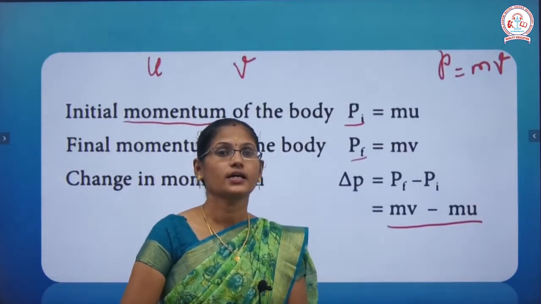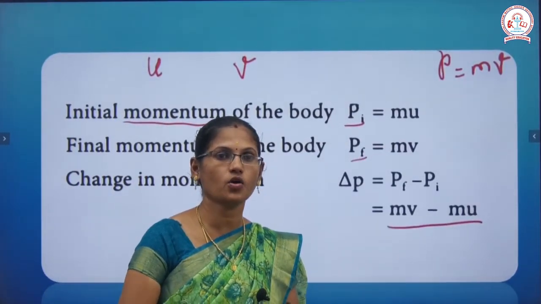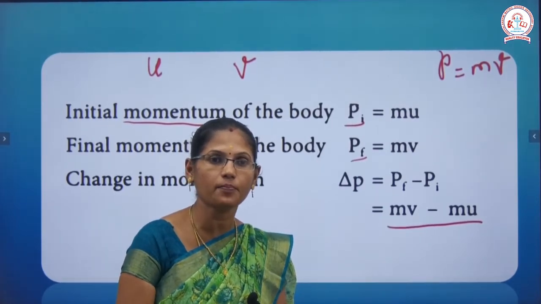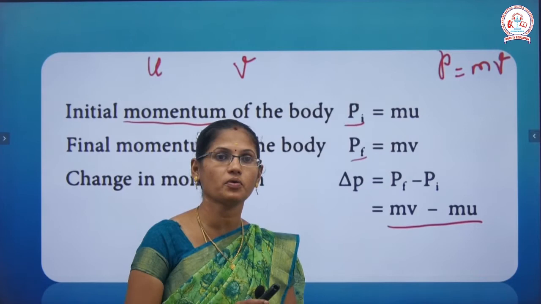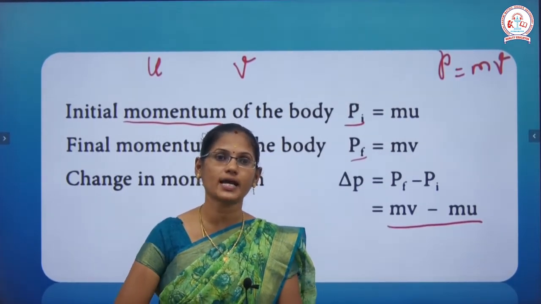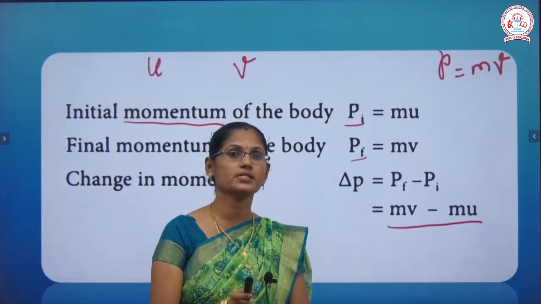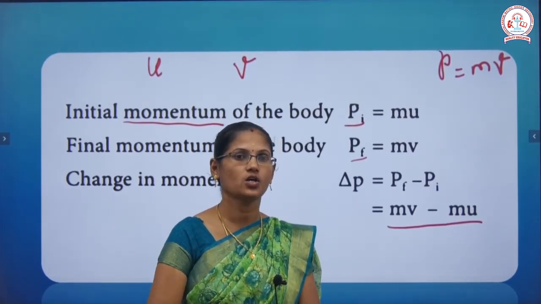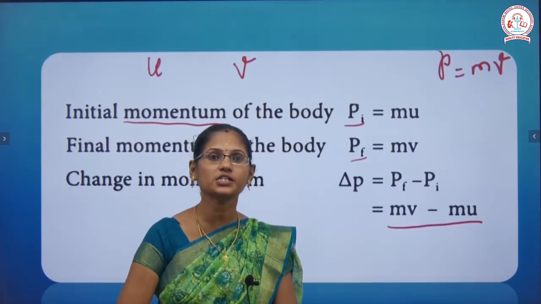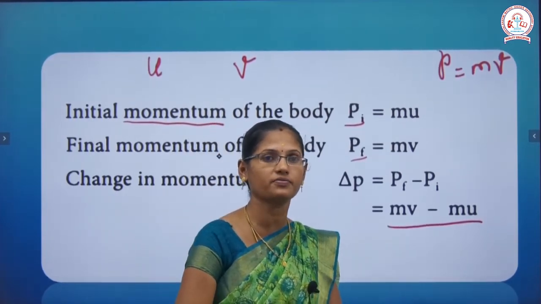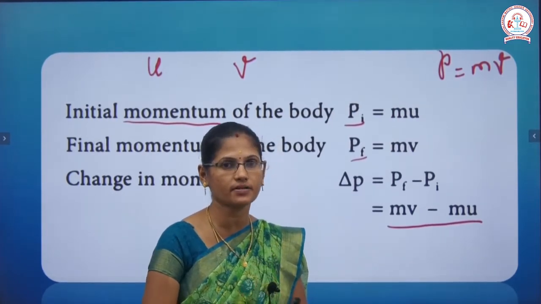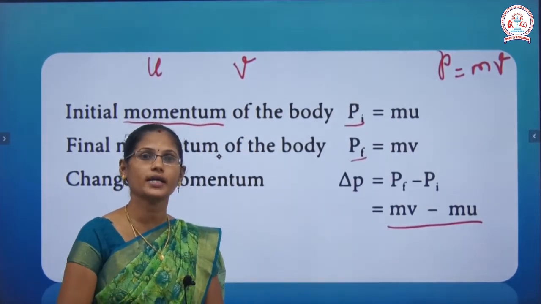First, the initial momentum of the body. We know that in Newton's second law of motion, the force is directly proportional to the change in momentum. So we want the change in momentum. What is change in momentum? In previous classes I explained, change means final minus initial. So we want the final momentum and the initial momentum. First, the initial momentum of the body. Linear momentum is the product of mass and velocity, that is P is equal to m into V.